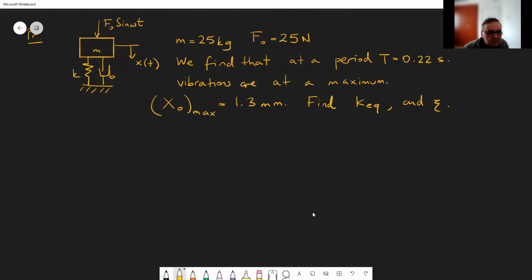First of all, omega, the forcing frequency, is 2 pi over the period of oscillations. The period of forcing and period of oscillations are the same, 0.22. This is the resonant frequency, actually. Okay, this is where you have the resonance.